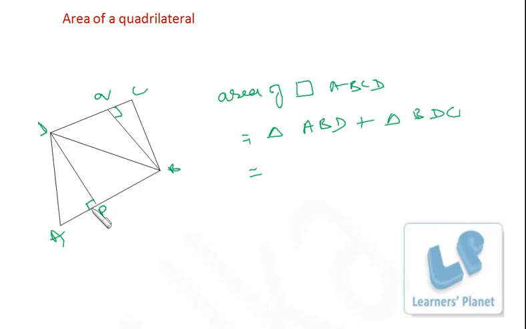Now what is the area of triangle ABD? That is half base into altitude. So it is half DP into AB. Okay. Plus the area of triangle BDC, half BQ into DC. Right? So it depends upon the lengths of the bases as well as the altitudes. So this is how we can calculate the area of a quadrilateral. Okay.